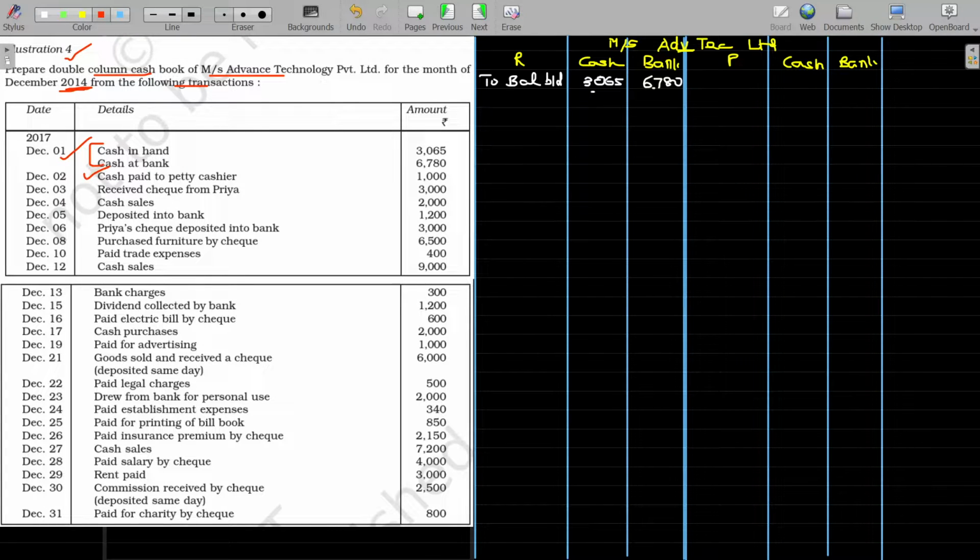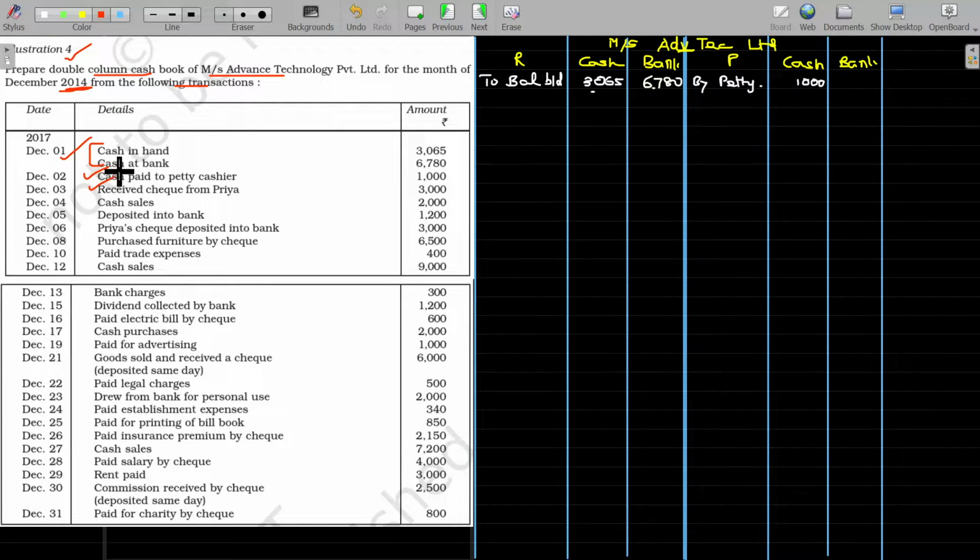Second December, cash paid to petty cashier, in the payment side by petty cash, 1000 rupees. The petty cashier with this cash spends for petty expenses. That's not a matter for us now.